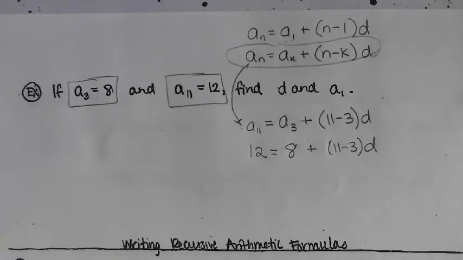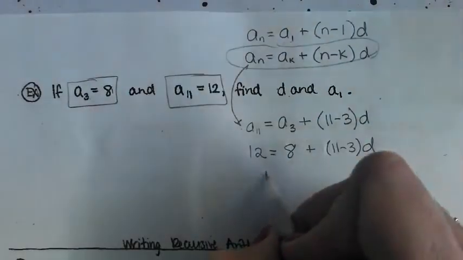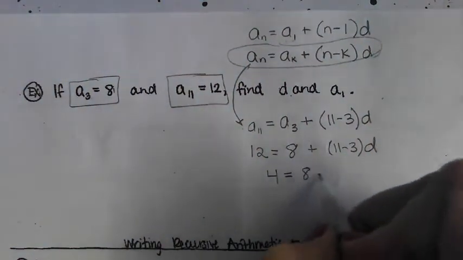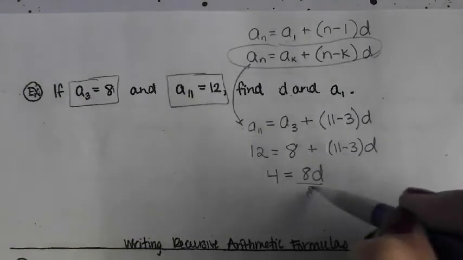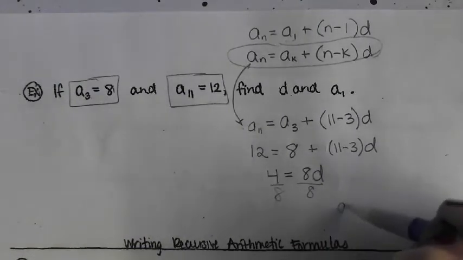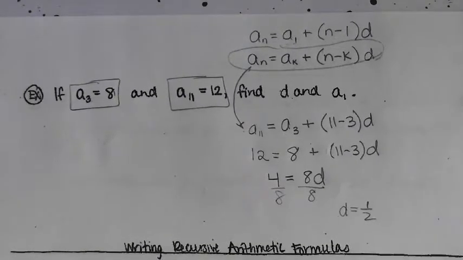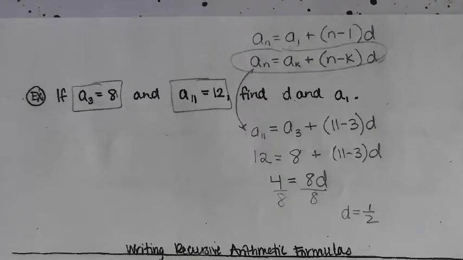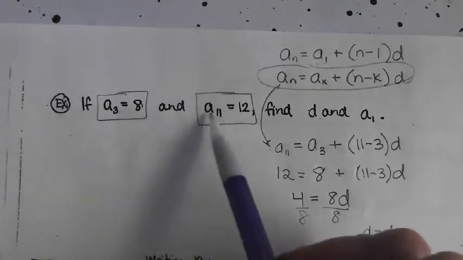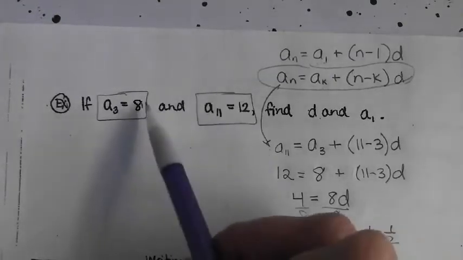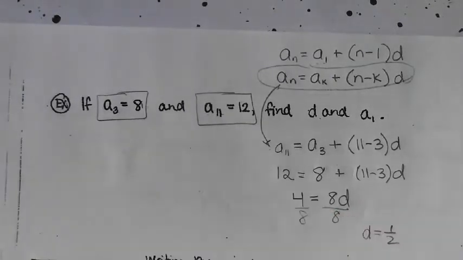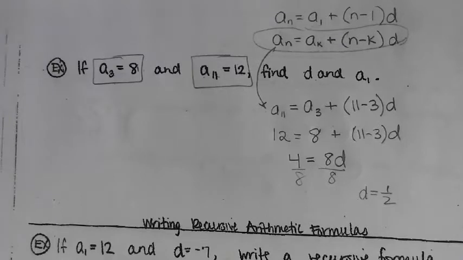And then we can solve for d. Subtract your 8 over, gives you 4 equals 8d, and divide by 8, and d equals a half. Your common difference is your slope with an arithmetic sequence. And actually, go back to what Nathan said, if we had done the slope formula, y2 minus y1 over x2 minus x1, we would have gotten a half.